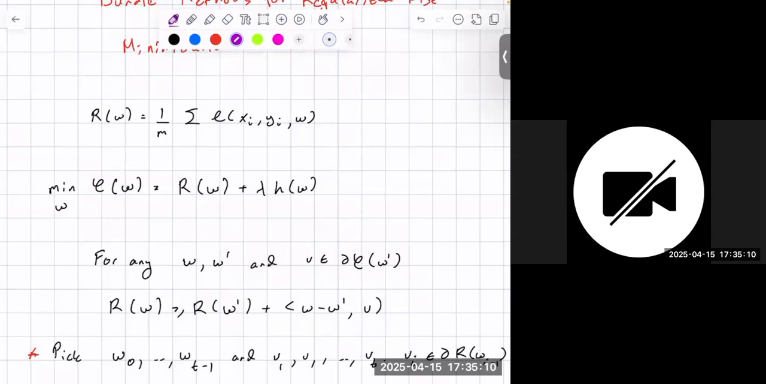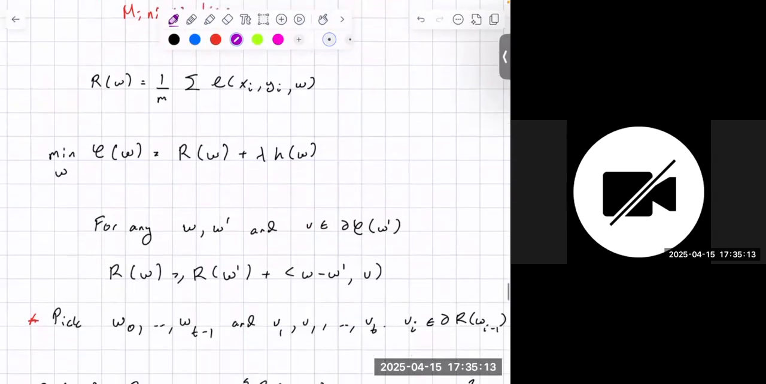And this will use subgradients. You don't have to have a derivative. As long as you can have subgradients, the idea works out. So what is the idea? This R(W), if I pick another W' and the subgradient of that vector, by definition, I have this.